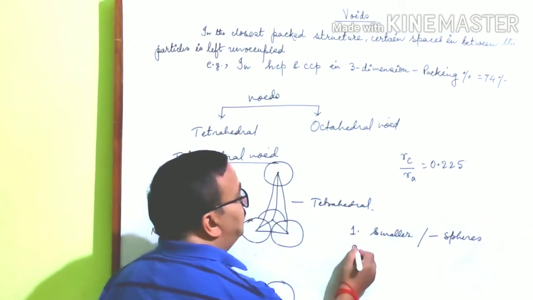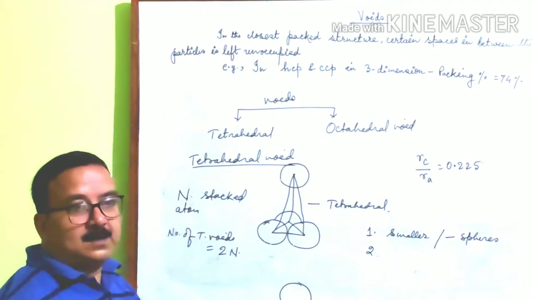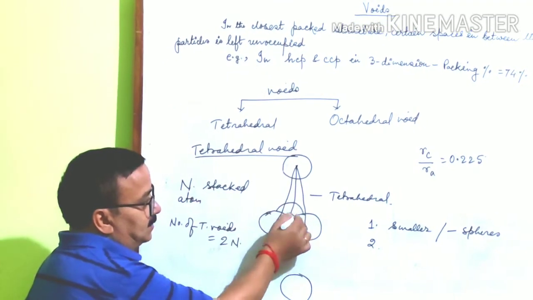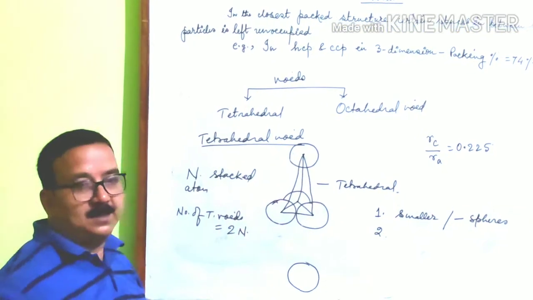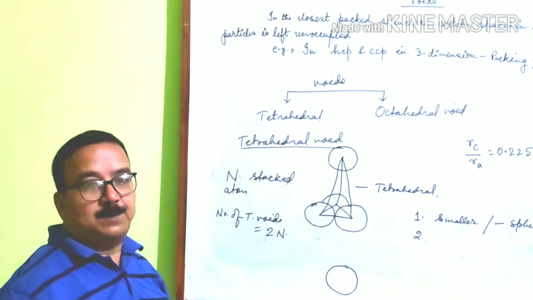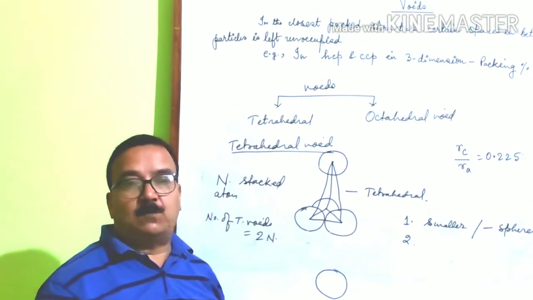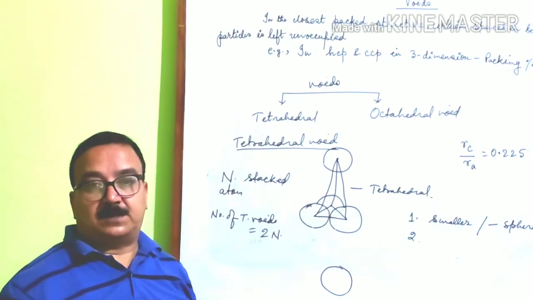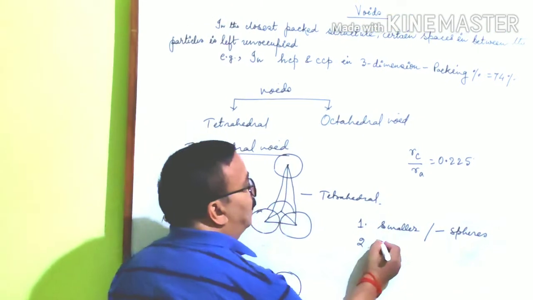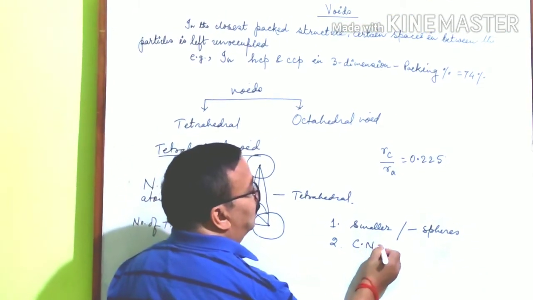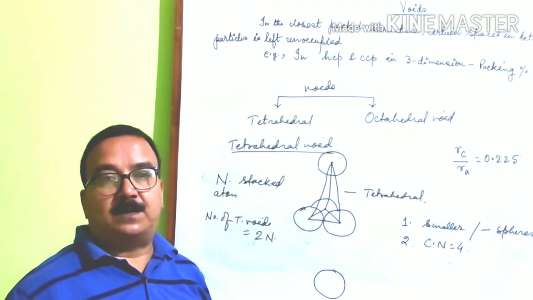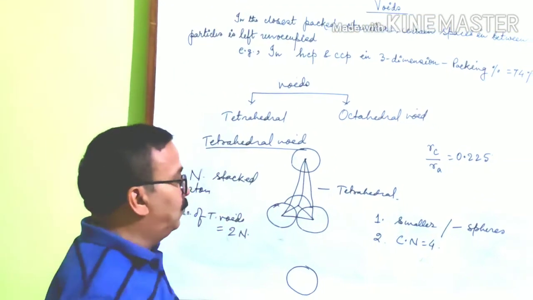Number two, one tetrahedral void is formed. Suppose here in the vacant space between these four spheres, if a particular particle or sphere is placed, then that sphere will be in contact with how many spheres? Four spheres. So the coordination number of a tetrahedral void is always equal to 4. So remember, the coordination number of a tetrahedral void is always equal to 4.